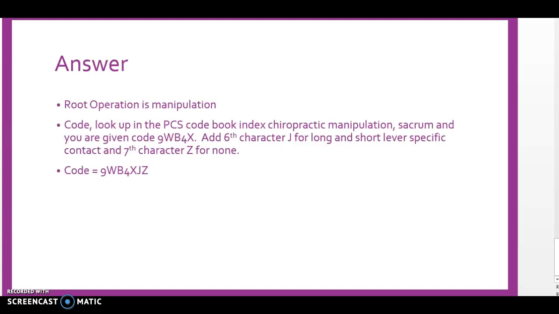So from there, you're given code 9WB4X. So we just have to pick the 6th and the 7th character. So the 6th character, we're going to pick J, which stands for the long and short lever specific contact that was used. And then our 7th character, again, is Z for none. So the complete code is 9WB4XJZ.